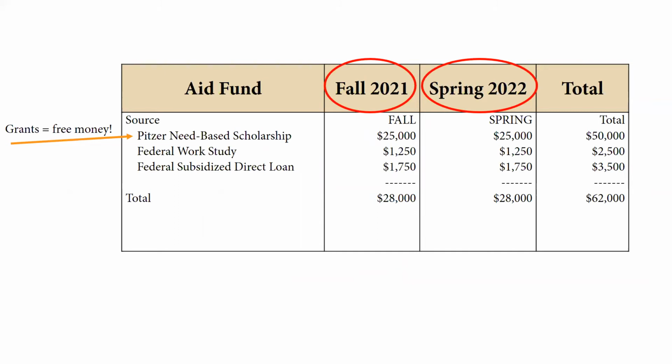The bulk of your package is likely made up of Pitzer grants. Grants are free money that don't need to be paid back. Woohoo, free money! The next source is work study. Work study funding typically comes from the federal government and from Pitzer. If you're an international student, it will come from Pitzer.